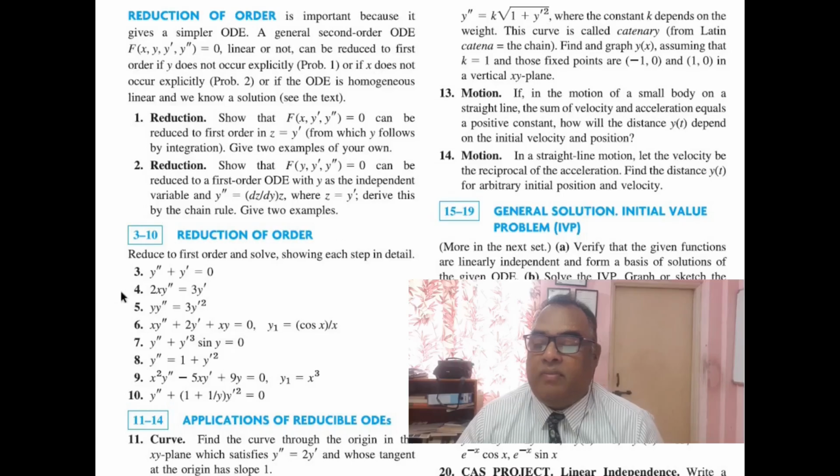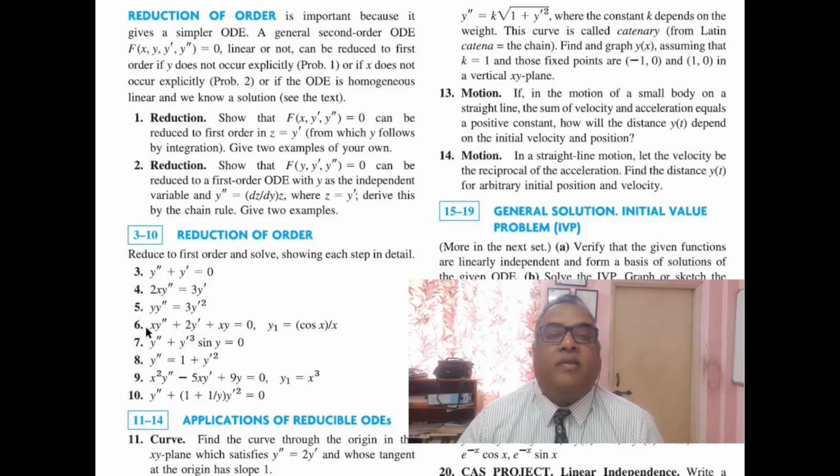In this video, we are going to discuss problem set number 2.1 from Erwin Kreyszig. I will not be able to take all the problems because then the video will become very long. So I am going to take a few questions from reduction of order, 3 to 10, which is shown here in this exercise. We are going to touch question number 3, 4, 5, and 8, 9, and 10.